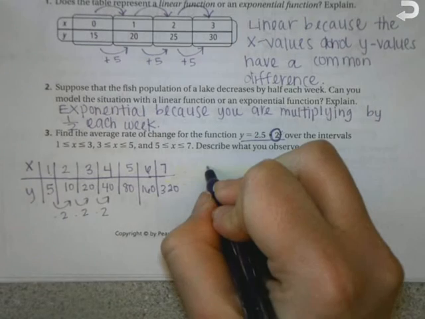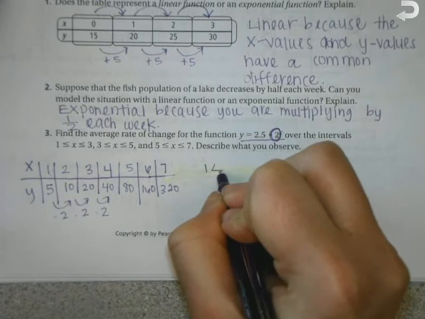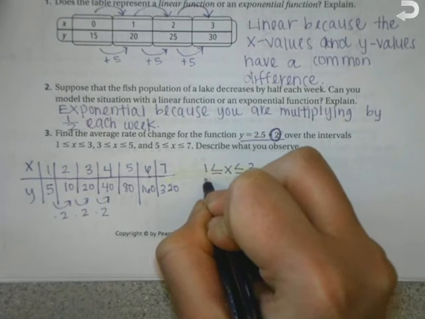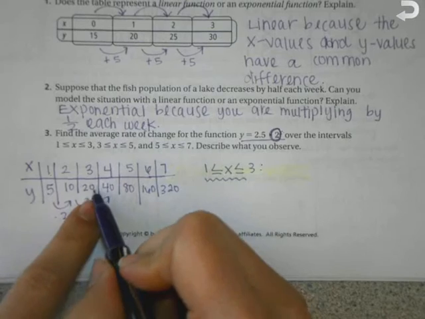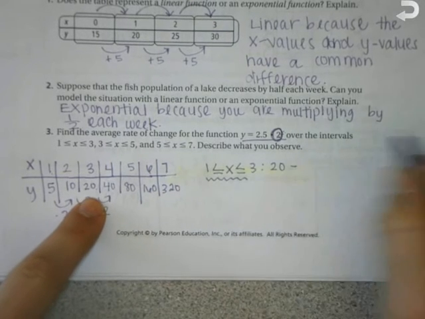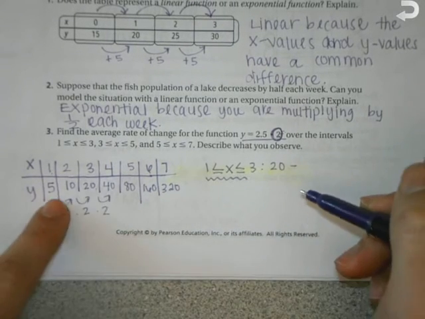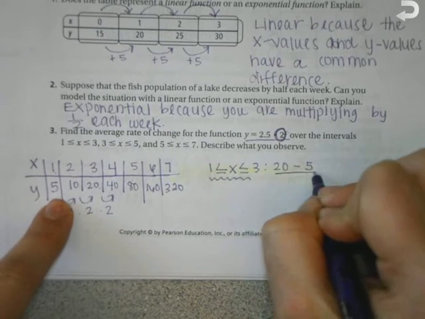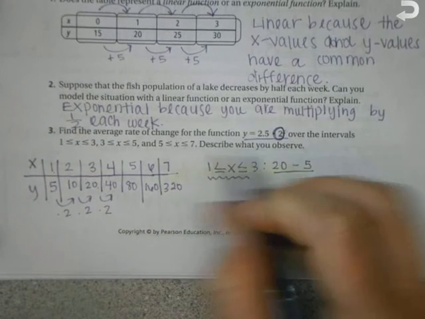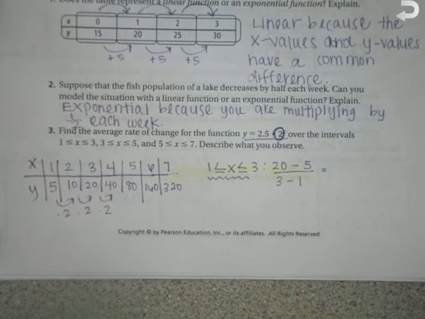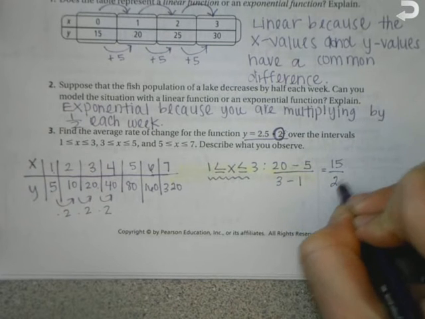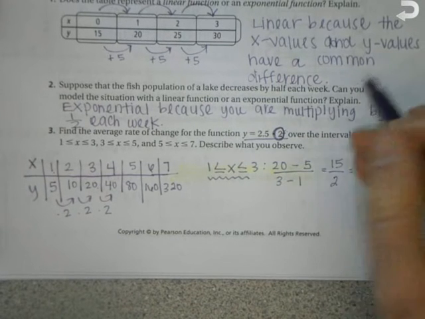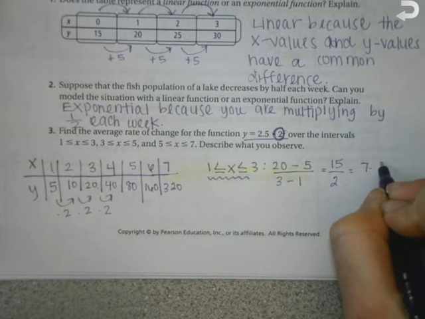So then we need to find the average rates of change. So from 1 less than or equal to x less than or equal to 3. Let's do that one first. What's the first y value I have to use? 20 minus, what's the y value that goes with 1? 5. And now our x values have to be the same order, so 3 minus 1. 20 minus 5 gives me 15. 3 minus 1 gives me 2. And that 15 divided by 2 gives me 7.5.